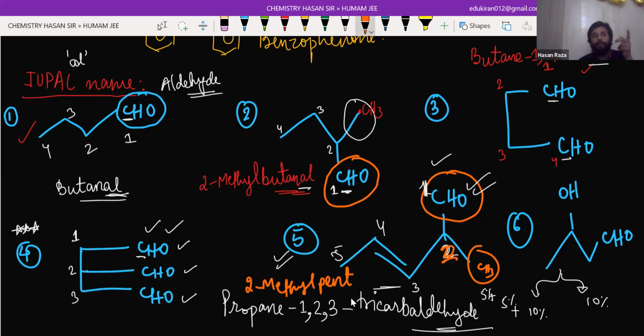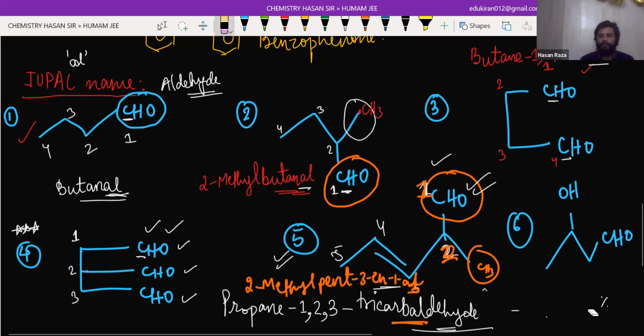Then think about the nature of the bond. You can see a double bond is there. At what position? Third position. The double bond starts from where? Third position. So 3-en and 1-al, because at the first position we have the aldehyde. And since you counted this carbon, its name ends with al, not carbaldehyde. Carbaldehyde we are going to use only when you are not able to count the carbon of the aldehyde. Are you getting my point? Yes.